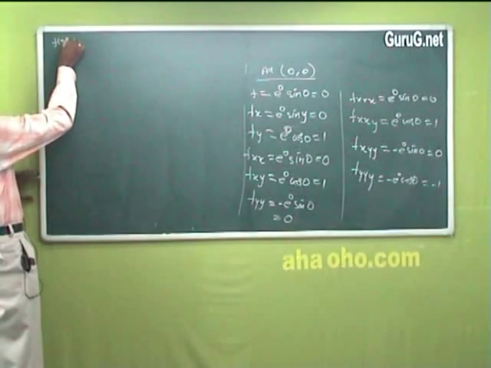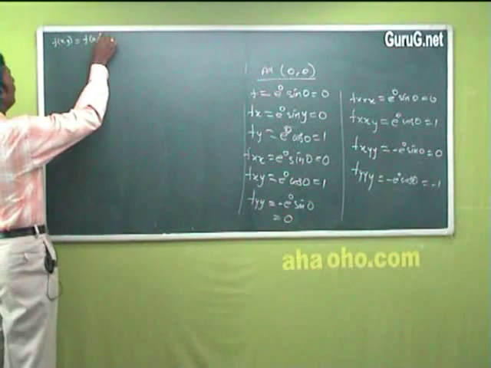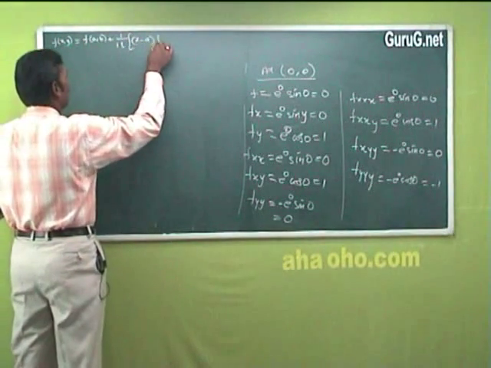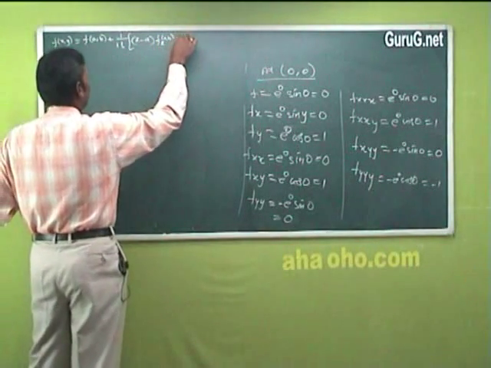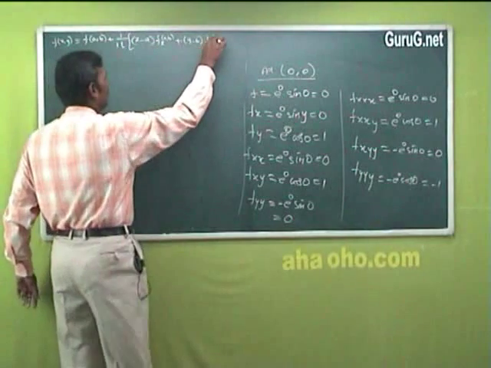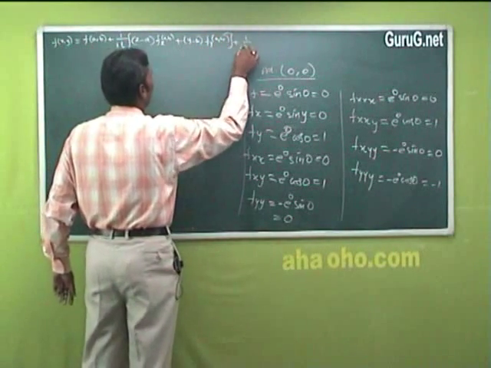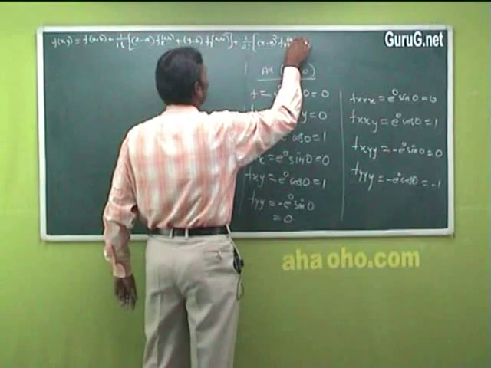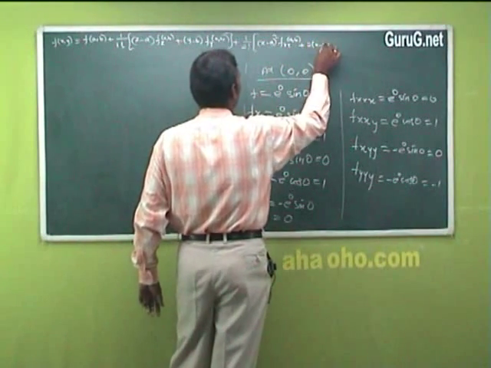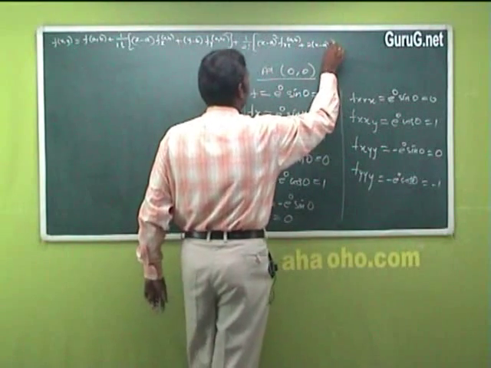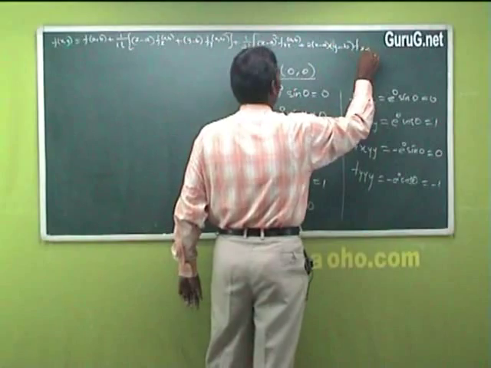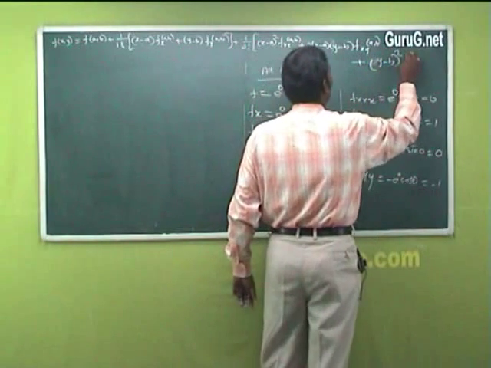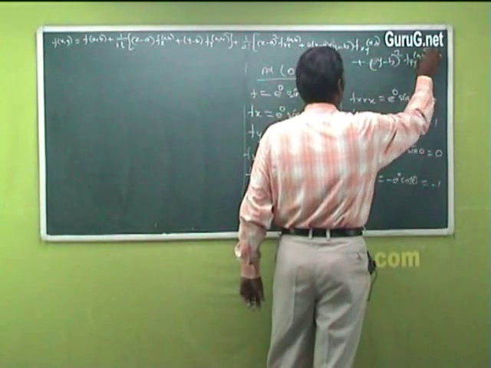f of x, y equals f of a, b plus 1 by 1 factorial [(x minus a) fx of a, b plus (y minus b) fy of a, b] plus 1 by 2 factorial [(x minus a) the whole squared fxx of a, b plus 2 into (x minus a)(y minus b) fxy of a, b plus (y minus b) the whole square fyy of a, b] plus etc.